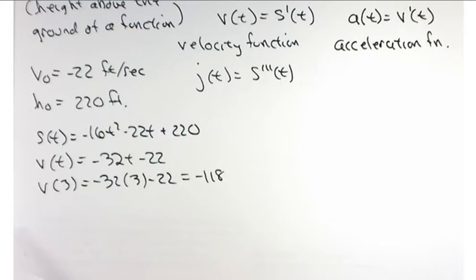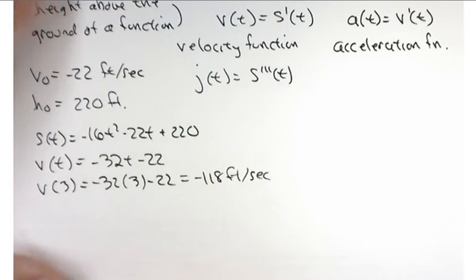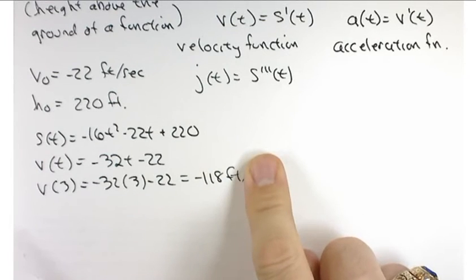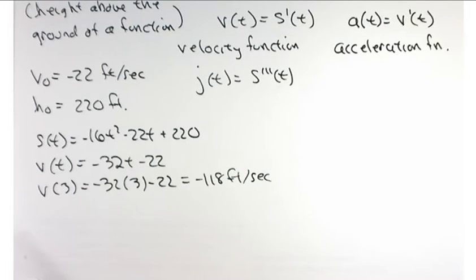What units go here? Feet per second or feet per second squared? Feet per second. Feet per second squared would be an acceleration. So feet per second would be the correct units there for velocity. It can't just be feet, because that's a distance. It can't just be seconds, because that's a time. Feet per second. Distance per unit time would be a correct unit for a velocity.